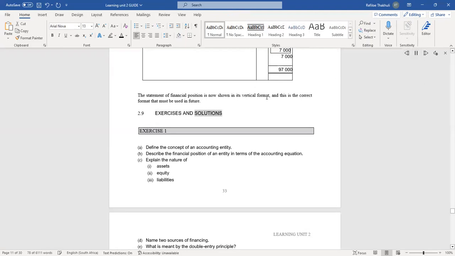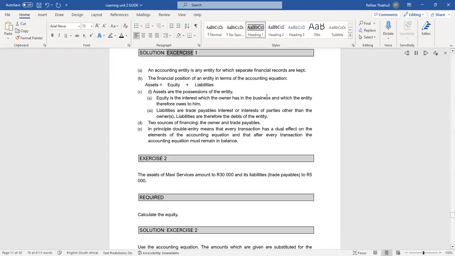Exercises and solutions. Exercise 1. Define the concept of an accounting entity. Describe the financial position of an entity in terms of the accounting equation. Explain the nature of assets, equity and liabilities. Name 2 sources of financing. What is meant by the double entry principle?